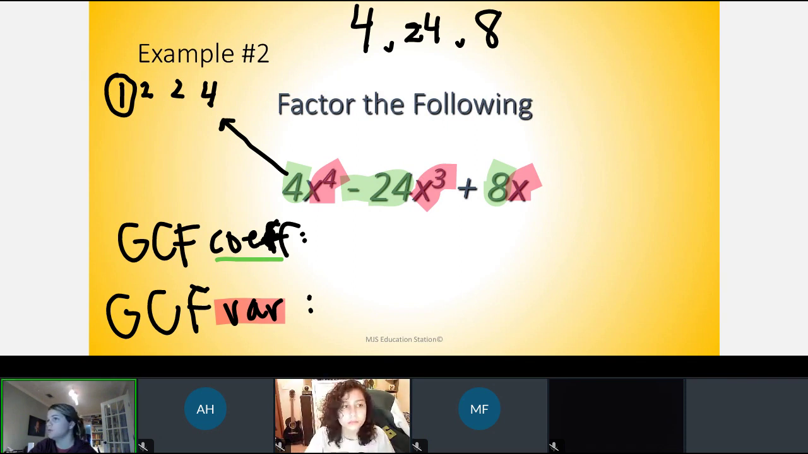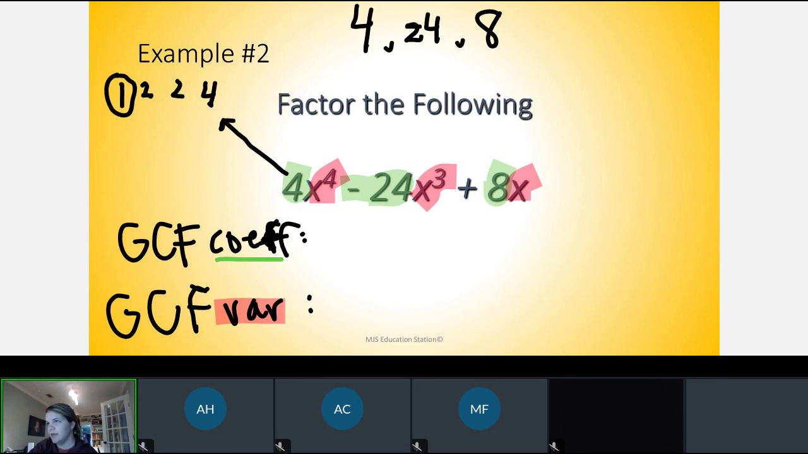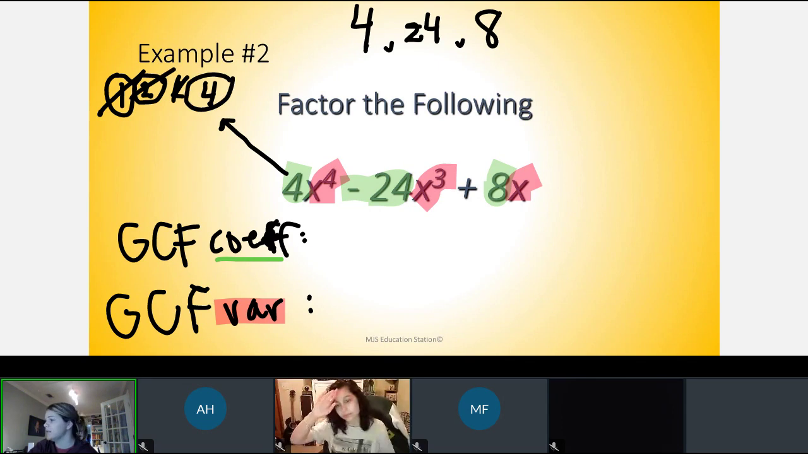Now I asked myself about 2. Can 4 be divided by 2? Yes. 24 divided by 2? Yes. 8 divided by 2? Yes. So it's no longer 1, now it's 2. Now I'm going to ask myself about 4. Can 4 be divided by 4? Yes, it gives me 1. 24 divided by 4? Yes. 8 divided by 4? Yes. So we want to choose the greatest. That's the G, greatest common factor. The biggest factor all of these numbers have in common is 4.